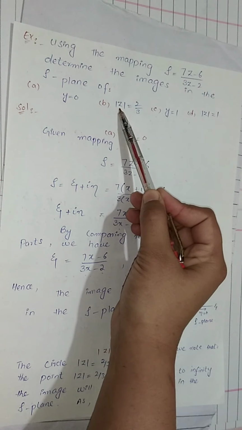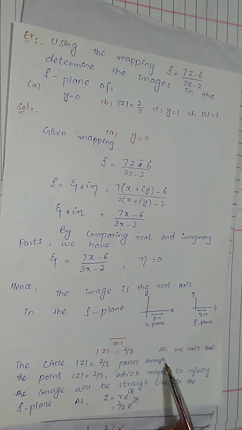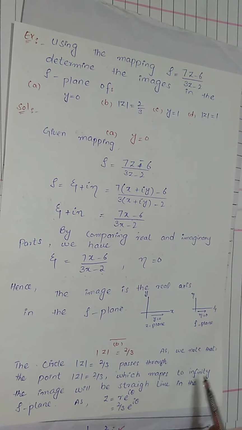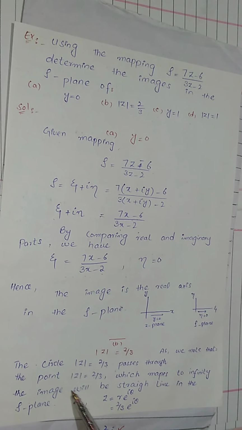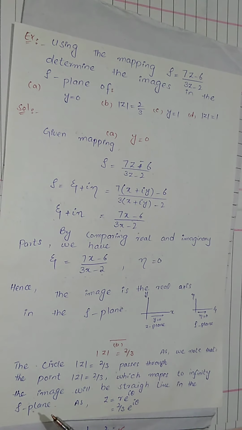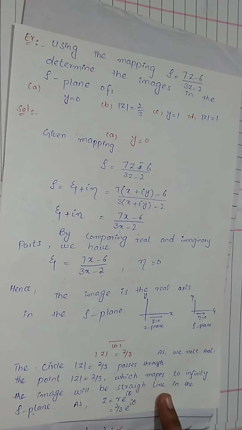Now we will take mod z is equal to 2 by 3. The circle mod z is equal to 2 by 3 passes through the point z is equal to 2 by 3, which maps to infinity. The image will be a straight line in the xi plane. We discussed this point in the inversion mapping. So now we check how our circle maps into the form of a straight line.